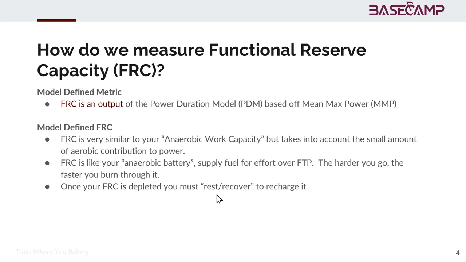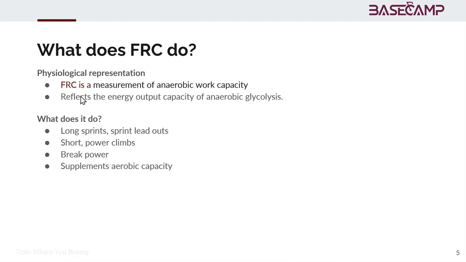You must drop below FTP to recharge that battery. FRC is a measurement of anaerobic work capacity, as I just said, with a little bit of the aerobic capability, and it reflects the energy output capacity of anaerobic glycolysis. What does it do, or when do you need it? Long sprints, sprint lead-outs, short power climbs, break power, like if you're really doing an acceleration to make a break or get away from the peloton. And it does supplement your aerobic capacity.